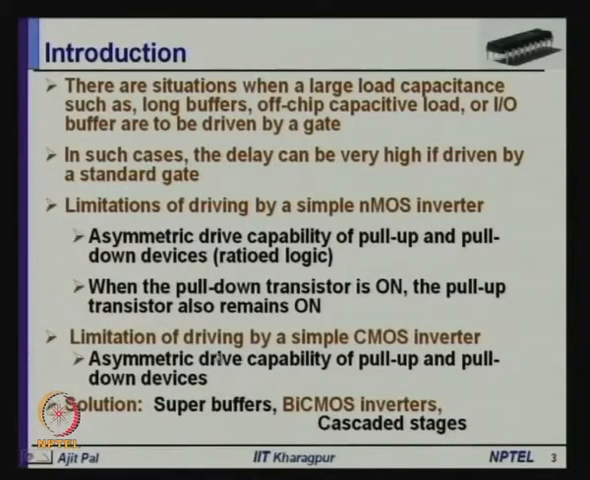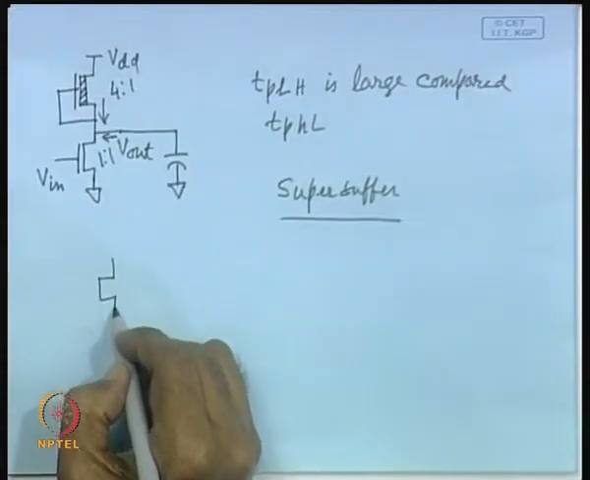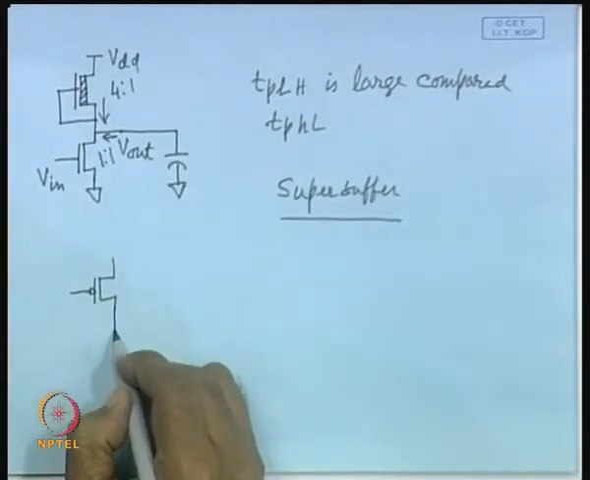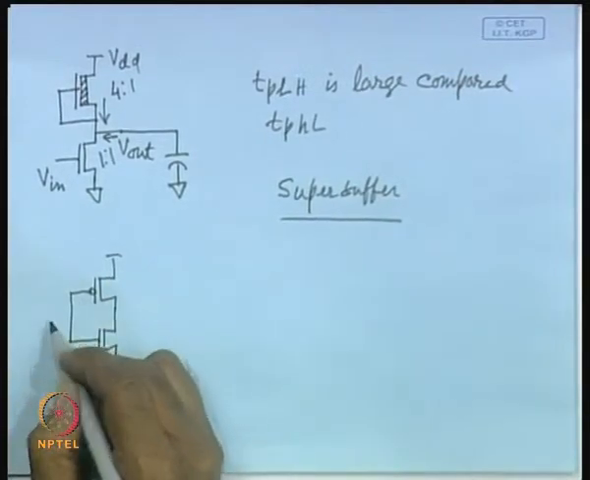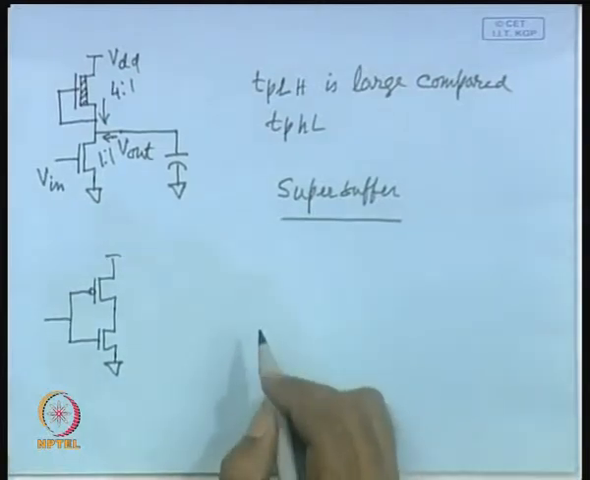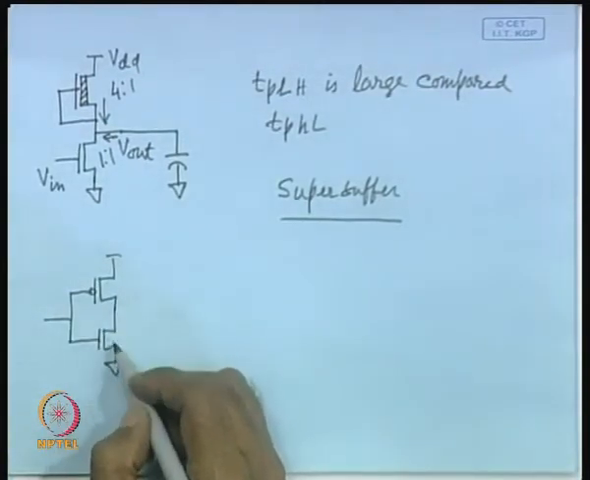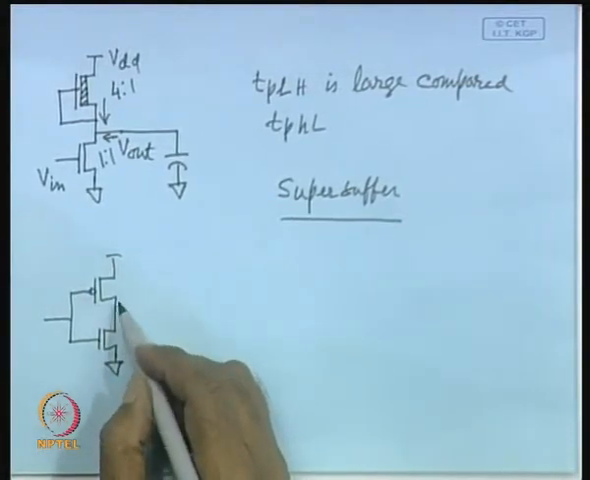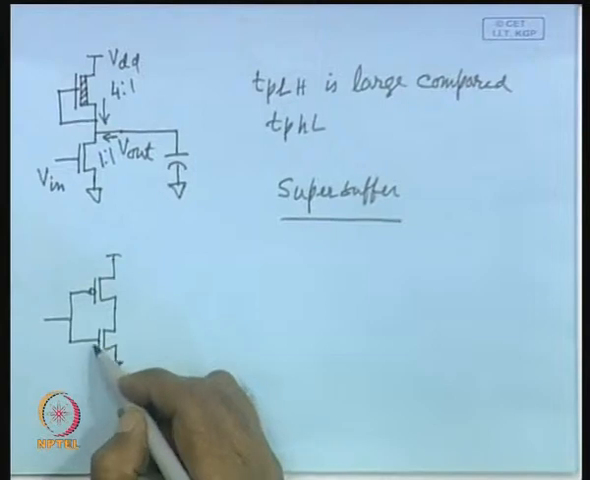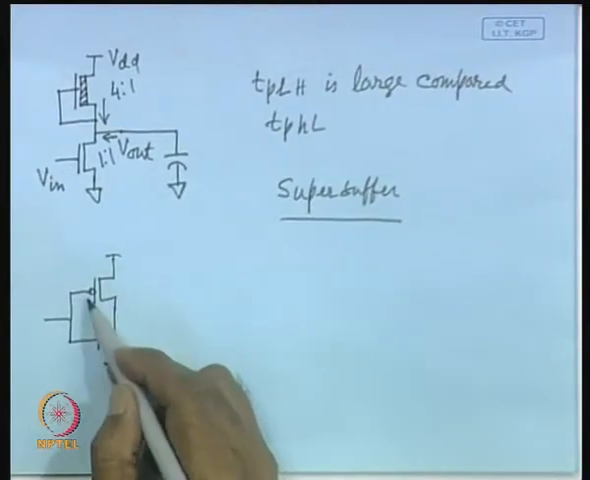Now, coming to limitation of driving by a simple CMOS inverter. So, in case of CMOS inverter, fortunately that asymmetric behavior can be overcome to such extent by using devices of proper size. We have seen that. You see, this is a CMOS inverter. Here at least the second problem does not arise, that means when this transistor is on, this transistor is off, and as a consequence the pull down device need not really sink the current supplied by the pull up device, because pull up device turns off.